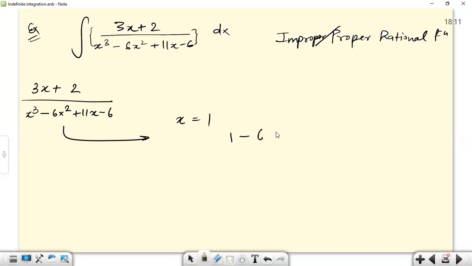1 minus 6 plus 11 minus 6. So yeah, it is easy. 11 plus 1 is 12, minus 6 minus 6, 12. So it comes out to 0. Our first hit and trial is a lottery. Basically, most of the time it is plus minus 1, plus minus 2.